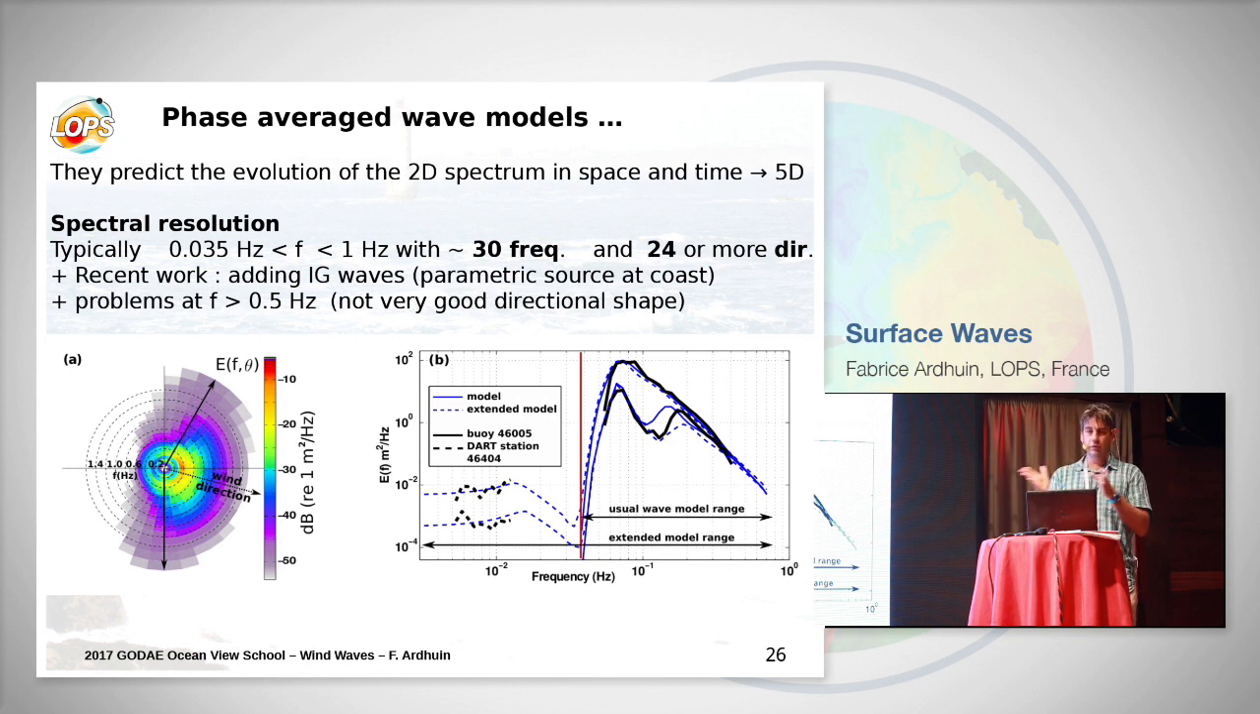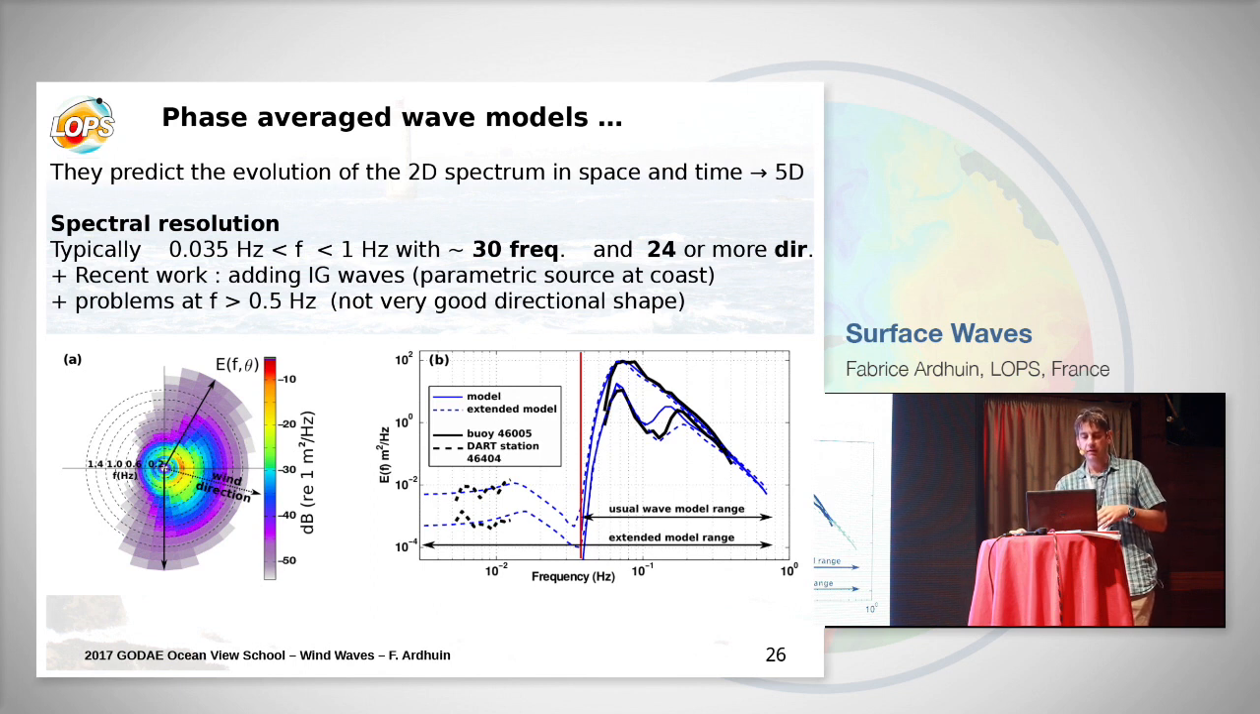And so we have to discretize this in spectral space and in X and Y space. Typically, we cut the frequency band into something like 30 frequencies between 0.035 hertz, which is around 30 seconds, and going almost to 1 hertz, so 1 second waves. Depending on whether you have more resources or not, you may use 24 directions, 36, or even more.